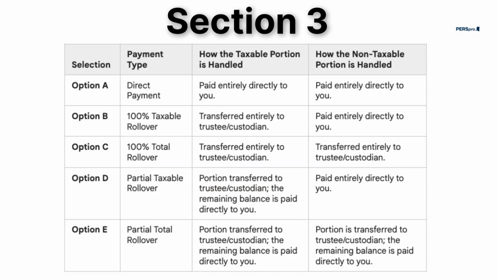First, here's an overview of each of the distribution options. Option A, full payment directly to you. PERS will cut a check for the entire partial lump sum made directly to you.